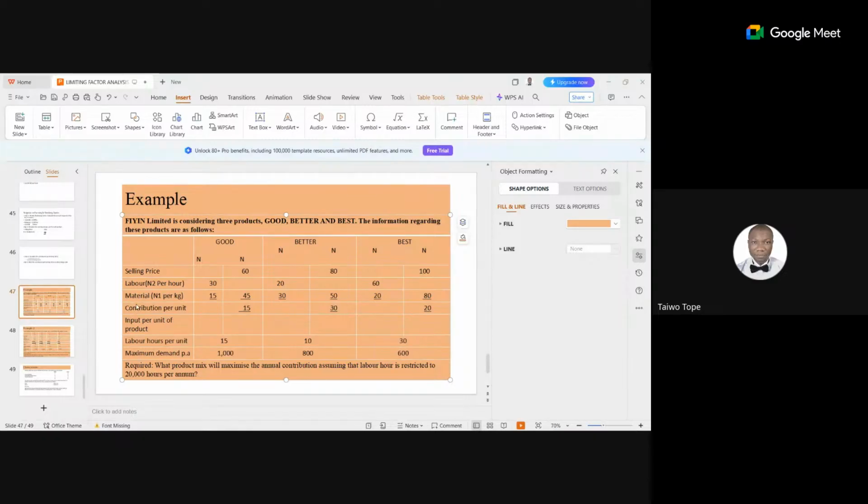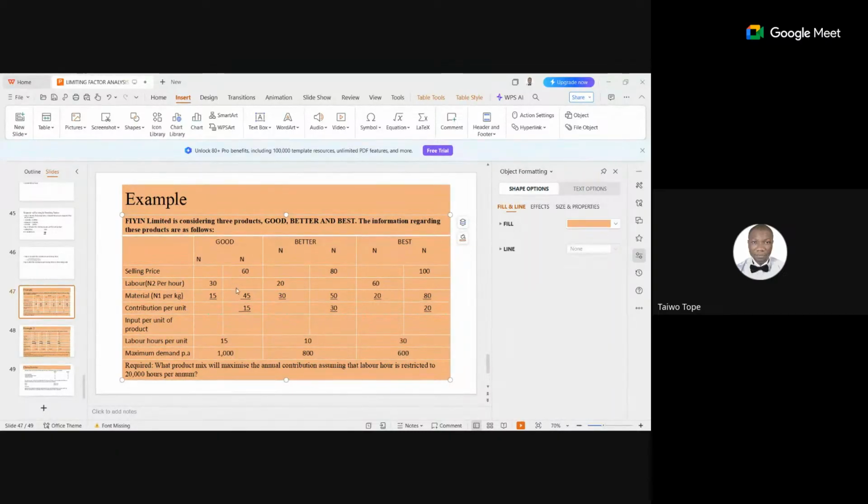Now, to get your contribution, a selling price less this variable cost. The variable costs include labor and material. You have what? 60 minus 30 minus 15. You have 15. So the addition of these two is 45. 60 minus 45, you have 15.